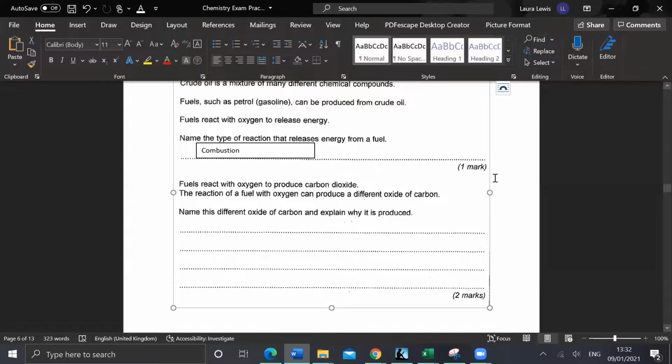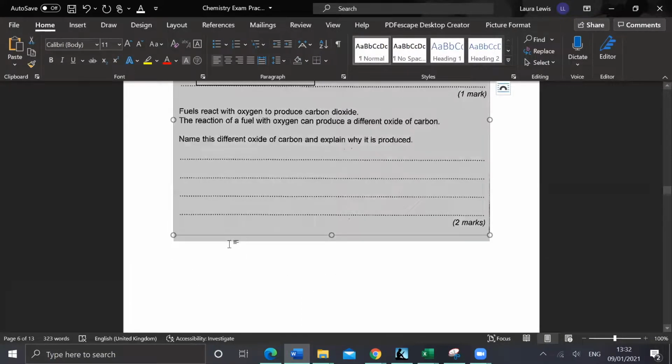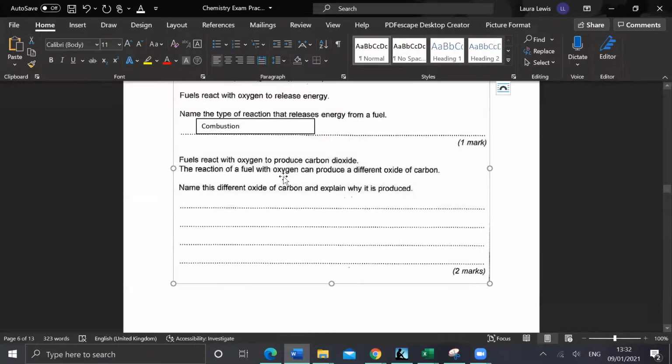You may have heard of the internal combustion engine. That was invented in England in Victorian times. So fuels react with oxygen to produce carbon dioxide. The reaction of a fuel with oxygen can produce a different oxide of carbon. Name this different oxide of carbon and explain why it is produced.